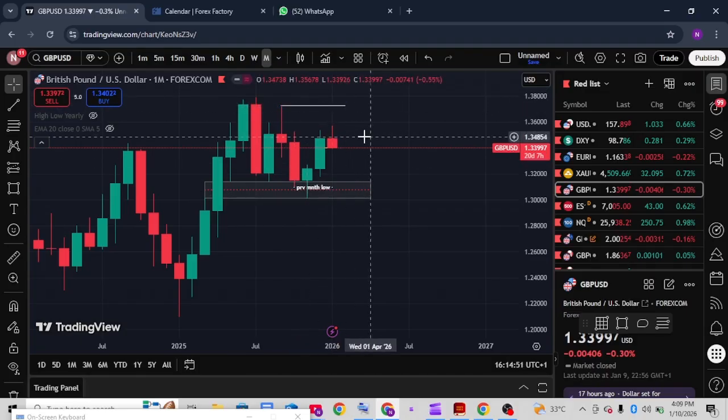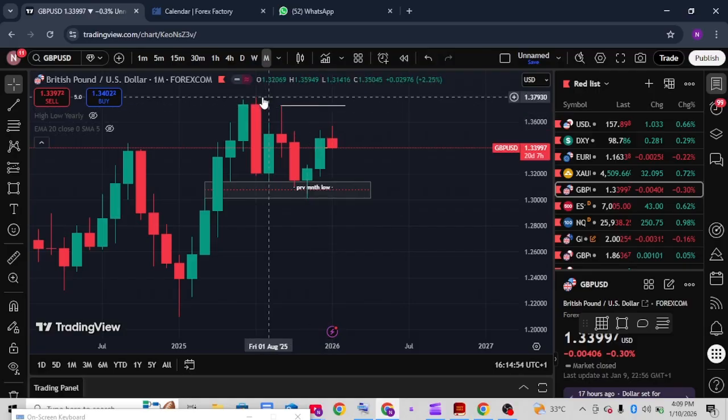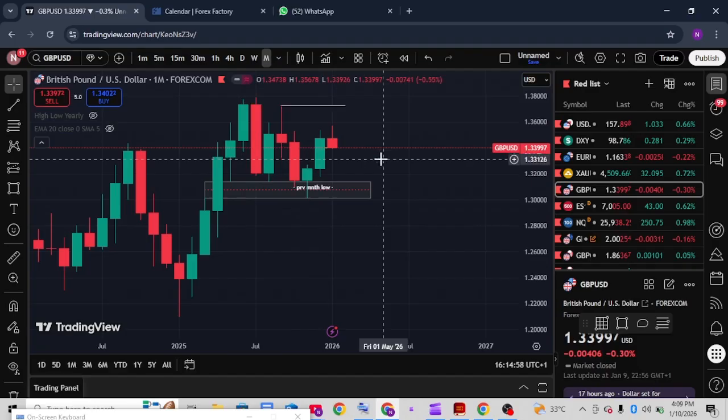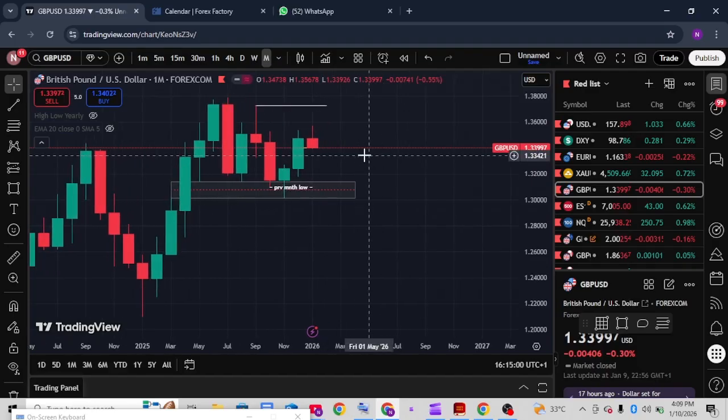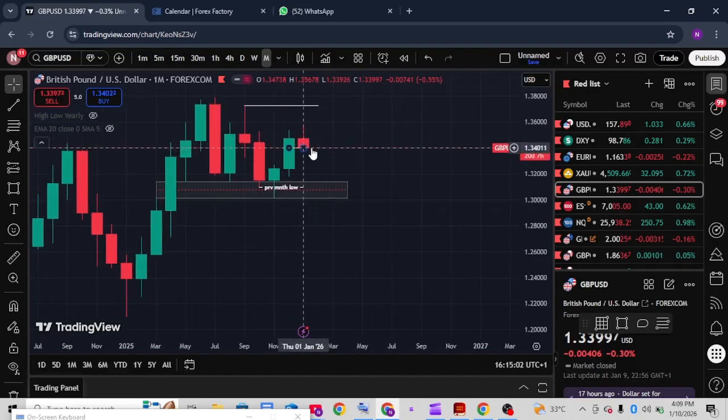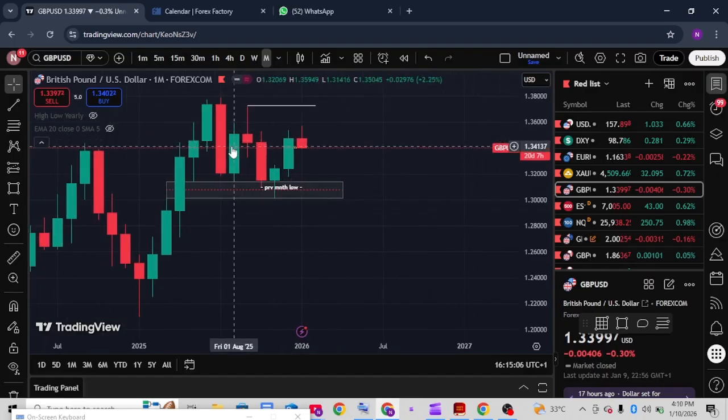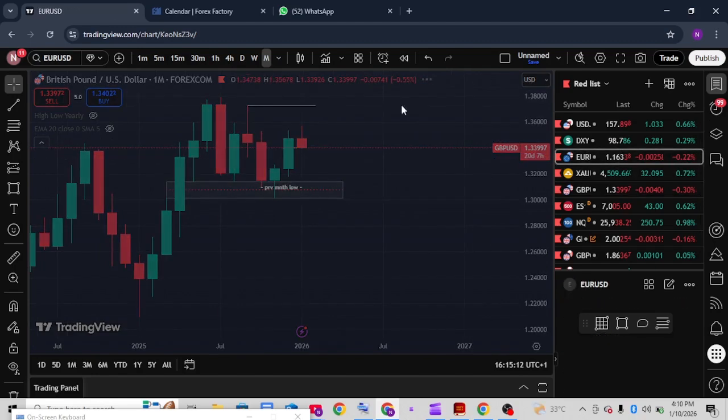It might not be this month, but I'm expecting it by February or the following month to come to this level and to this level. What we're just seeing here is a pullback in January, but I'm expecting price to really come to this level. So GU is actually more presentable. So let's go back to EU.